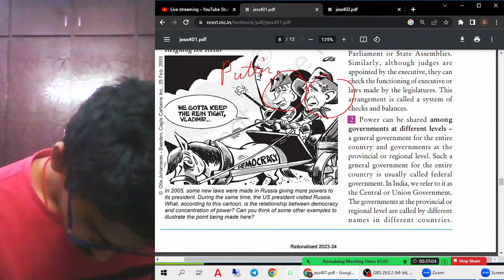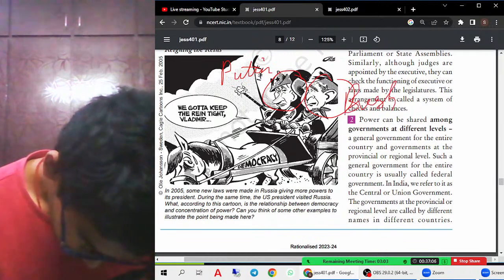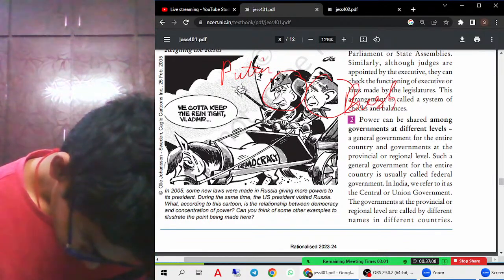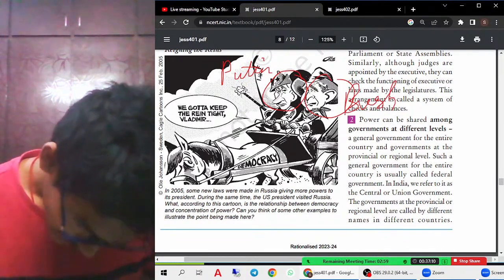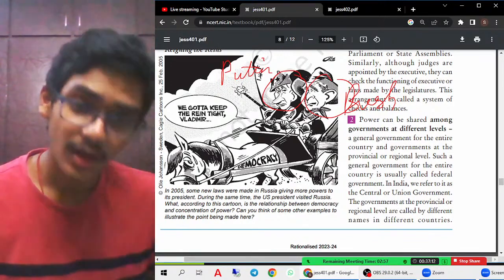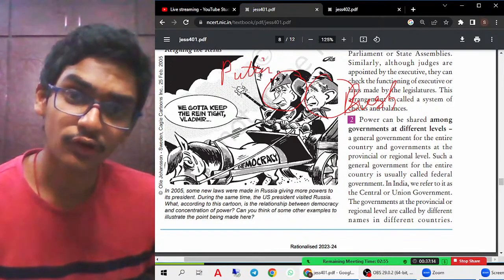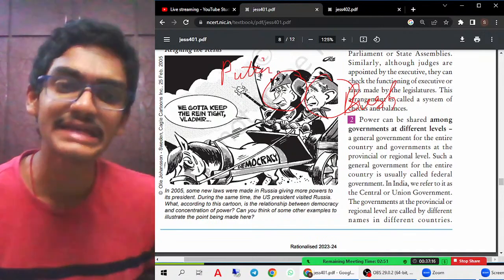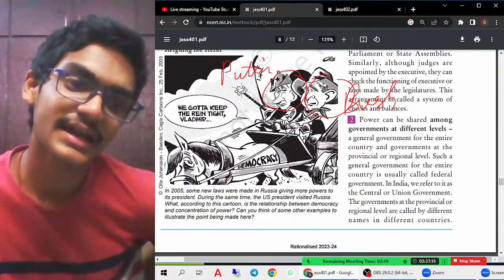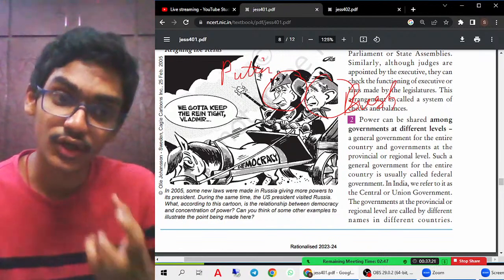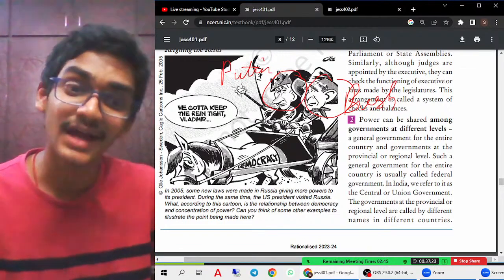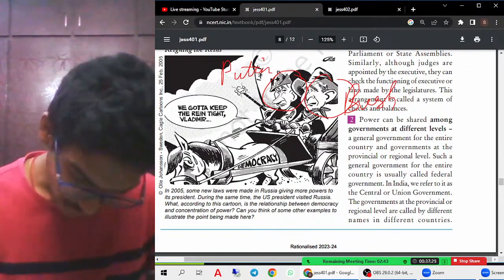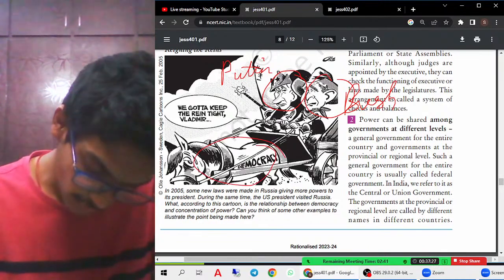And this is George Bush. Many laws were brought out in Russia in order to increase the powers of the president, that we can see here. They're keeping the democracy under the control of their own feet. Democracy is under the control of these people.